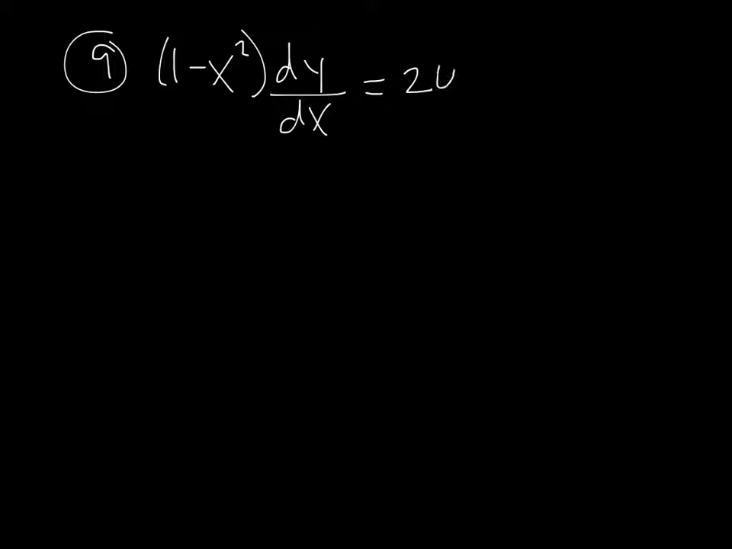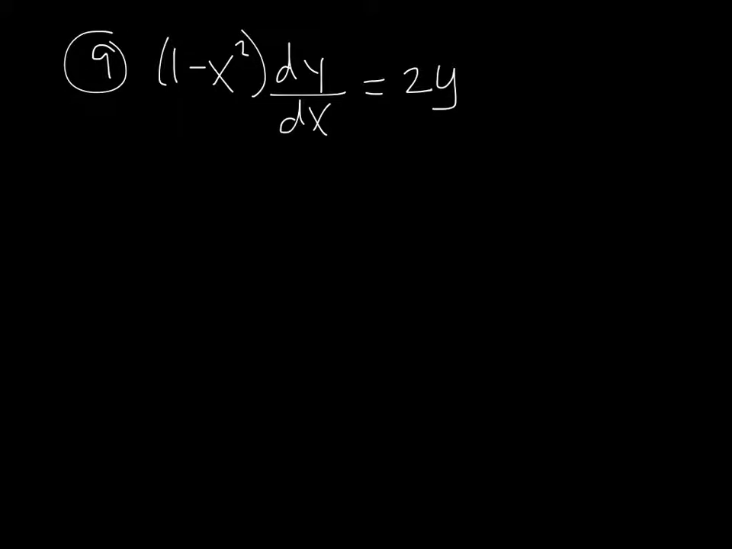Number 9 is (1 minus x squared) dy/dx equals 2y. So again, we want to find the general solution or solutions of this differential equation, and we want to know if it's explicit or it's going to be an implicit function. So we can start by separating our variables.